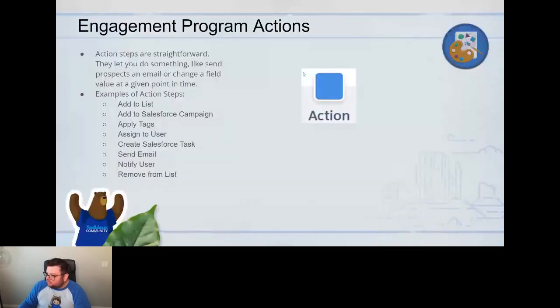As I mentioned here, the blue node is the action node. They're pretty straightforward. They let you do something, send an email, change a field. These are examples of some of the actions. So when someone hits that specific action node, it will take an action. It'll add to this list, send this email. You can within this node set what is effectively a wait step, or a delay, where you can wait to take this action, or wait to evaluate until after a certain period.